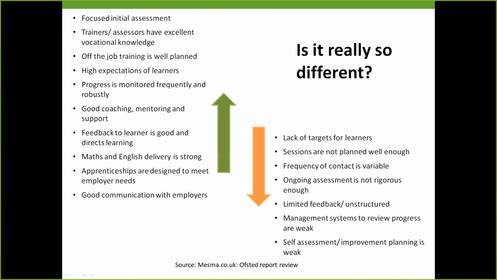seen this slide in various formats, and this is just an overview of an analysis that was specifically done around Ofsted reports. And as you can see here on the left-hand side, these are all potentially the judgments or indicators that might push a grade up in terms of good or better. And not surprisingly, on the right-hand side, things like lack of targets, sessions not being very well planned, limited feedback or unstructured feedback, for example, are all of those aspects and judgments that were commonly seen in the reports that were either requires improvement or worse.